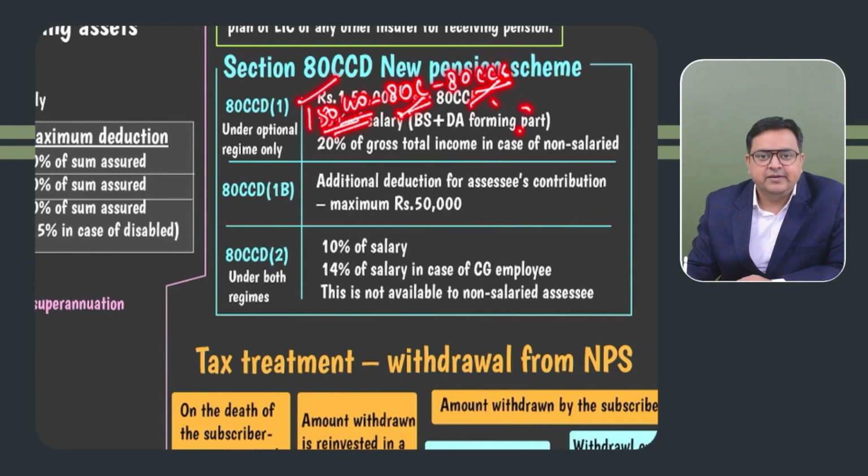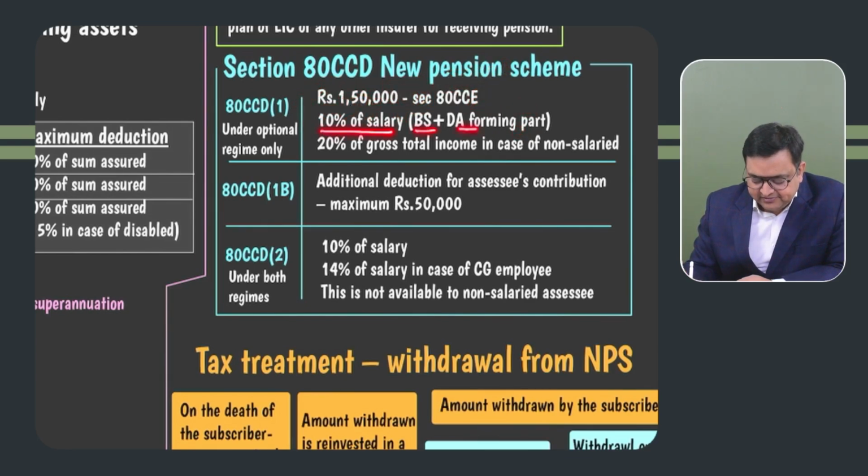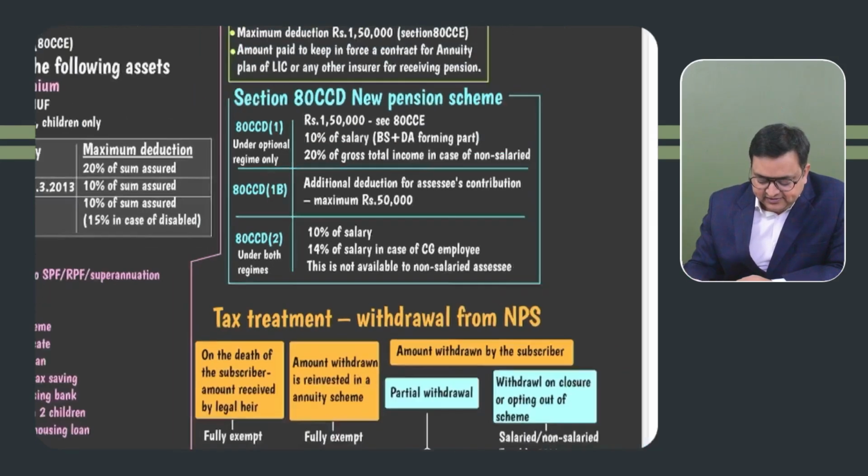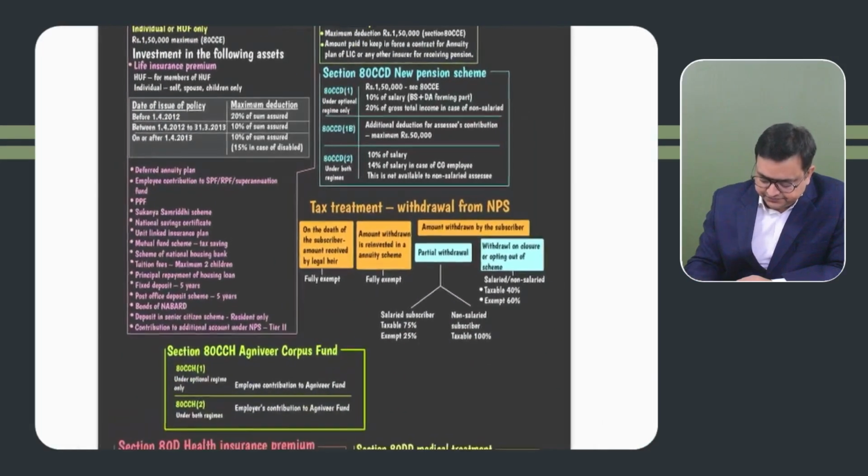And the third limit is 10% of the salary, right? 10% of salary in case of the assessee, salaried assessee. In case the assessee is not a salaried assessee, then you have to take 20% of GTI, right? So 10% of the salary, basic salary plus DA forming part. Or if the assessee is not a salaried assessee, then don't take 10% of salary because you don't have the salary income because the assessee is a non-salaried assessee. In that case, we will take 20% of GTI. So this is 80CCD, important.